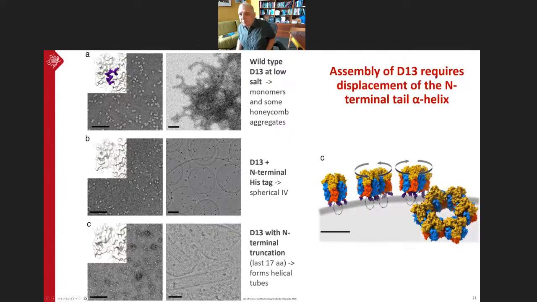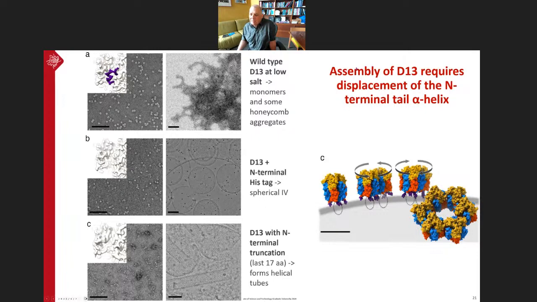So essentially, we concluded from this that the assembly of D13 requires the displacement of the N-terminal alpha helix, because here the charge pushes it out, or doesn't allow it to be in the hydrophobic pocket anymore, and that leads to assembly. And there is a protein called A17 on the surface of the IV, a transmembrane protein. It's anchored to the lipid membrane, and A17 is known to recruit D13 to the membrane, and D13 is required for initiation of the assembly of the IV particle.